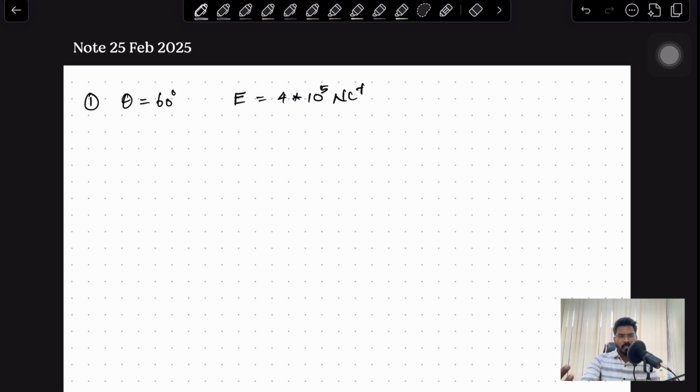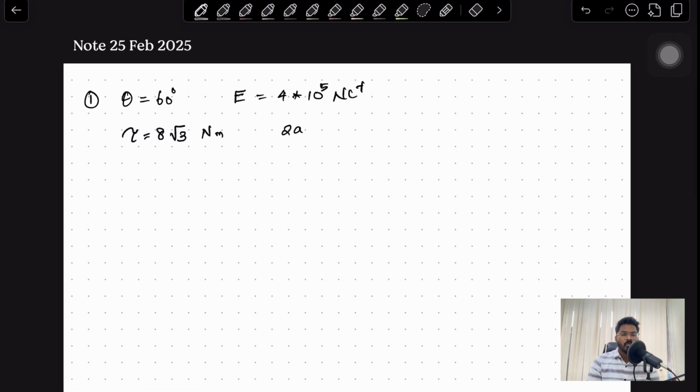We would have already studied that when I keep a dipole inside a uniform electric field at an angle of theta, it results in a couple, and a couple causes torque. So in this case also there is a torque, tau, given by 8 into root 3 Newton meter. Now the length of the dipole, for which we always use the convention 2a, is 4 centimeter. The question is to find the charge of the dipole.